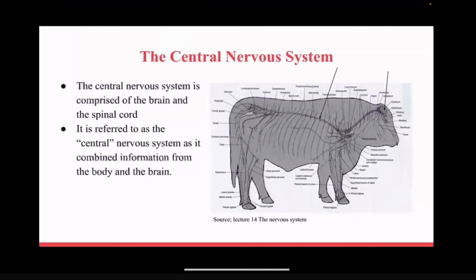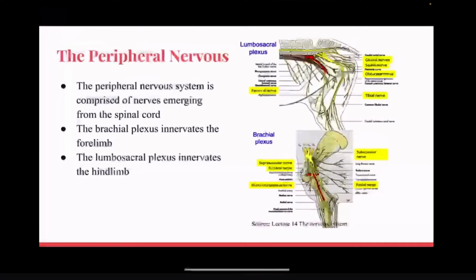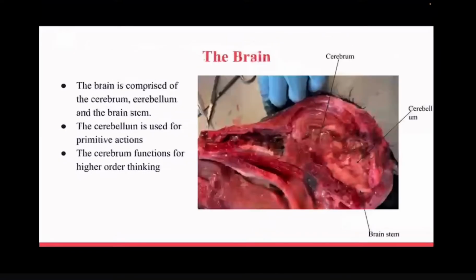The central nervous system is comprised of the brain and the spinal cord. It is referred to as the central nervous system as it combines information from the body and the brain. The peripheral nervous system is comprised of nerves emerging from the spinal cord. The brachial plexus innervates the forelimb, while the lumbosacral plexus innervates the hind limb.